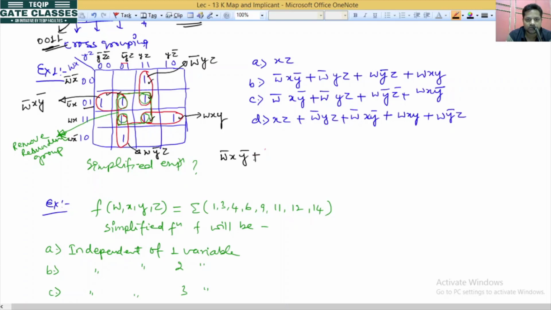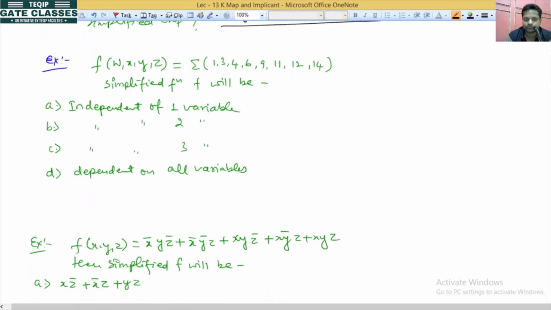It will be w bar x y bar, because of sum of product, we got product here, now we perform sum on that product. Okay? So it will be w bar yz, then the next term w y bar z plus w x y. This will be your result. So which option is correct? W bar x y bar, yes. W bar yz, yes. W y bar z, w x y. So option B is correct.